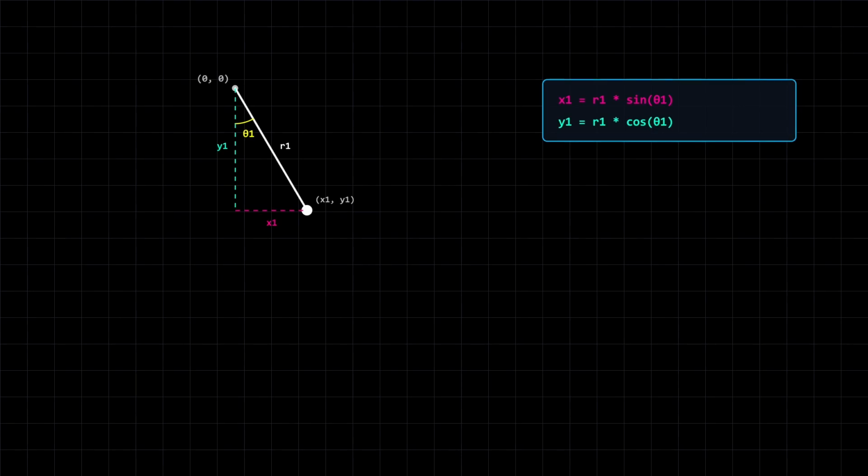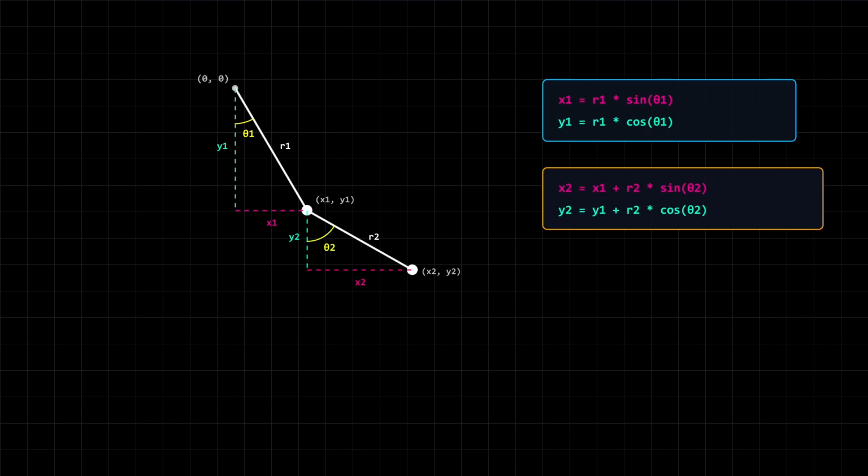But how do we find the position of the second pendulum? It's surprisingly simple. We just calculate its offset using the exact same trigonometry and then add it to the position of the first pendulum. Now, how about the movement itself?